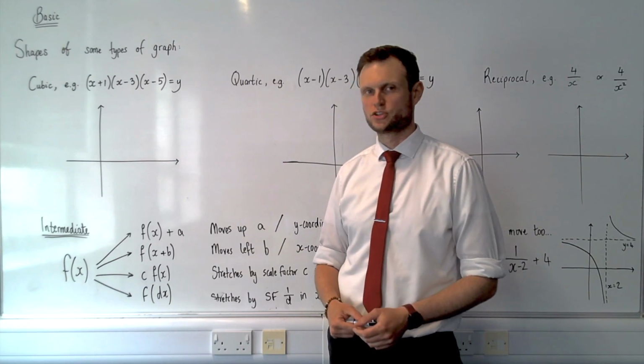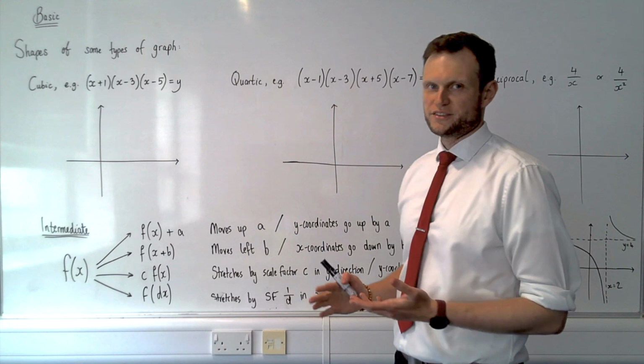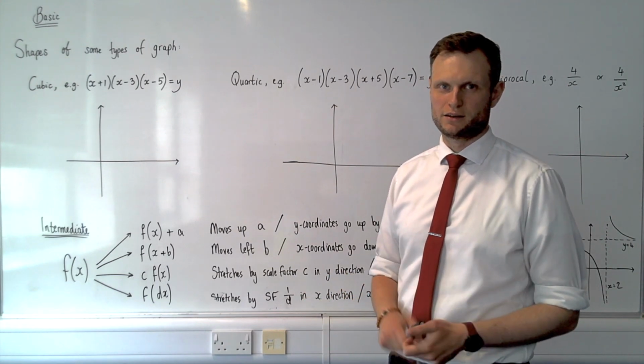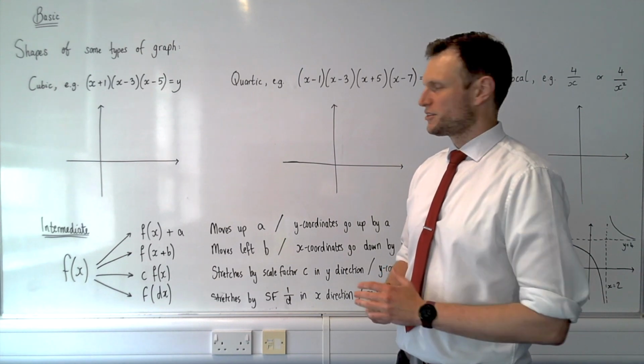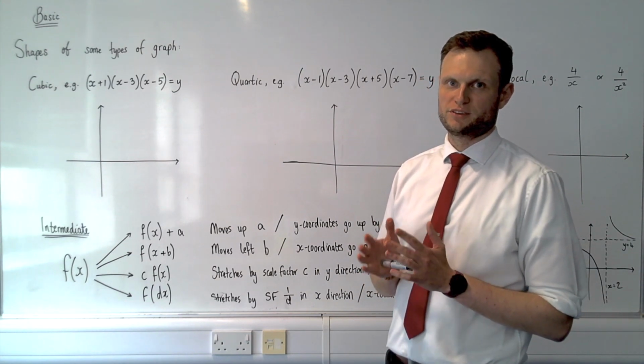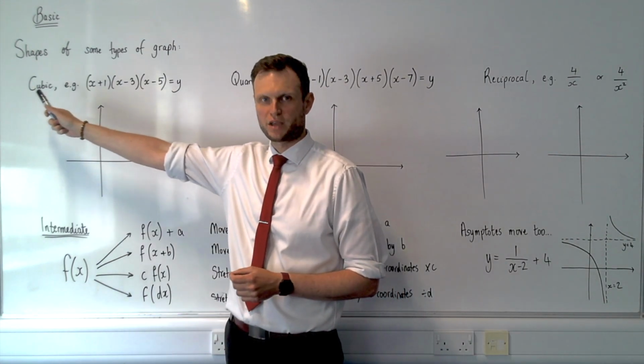Okay, so this is the chapter 4 content, which is mainly around graphs, different types of graphs, translating those graphs, transforming the graphs. So we'll start with some of the basic stuff, which is just the shapes of some types of graphs. So hopefully you know the general shape of a cubic.